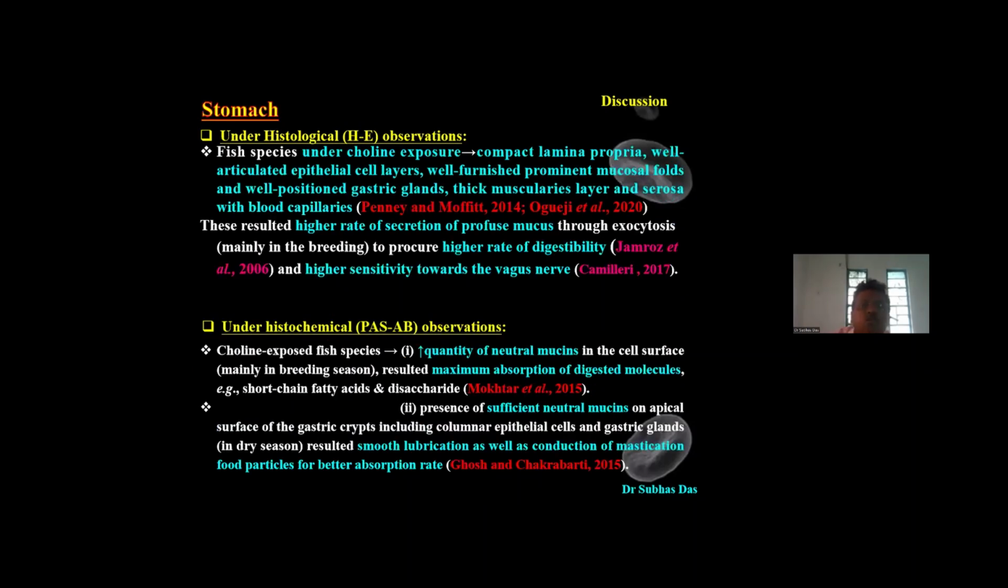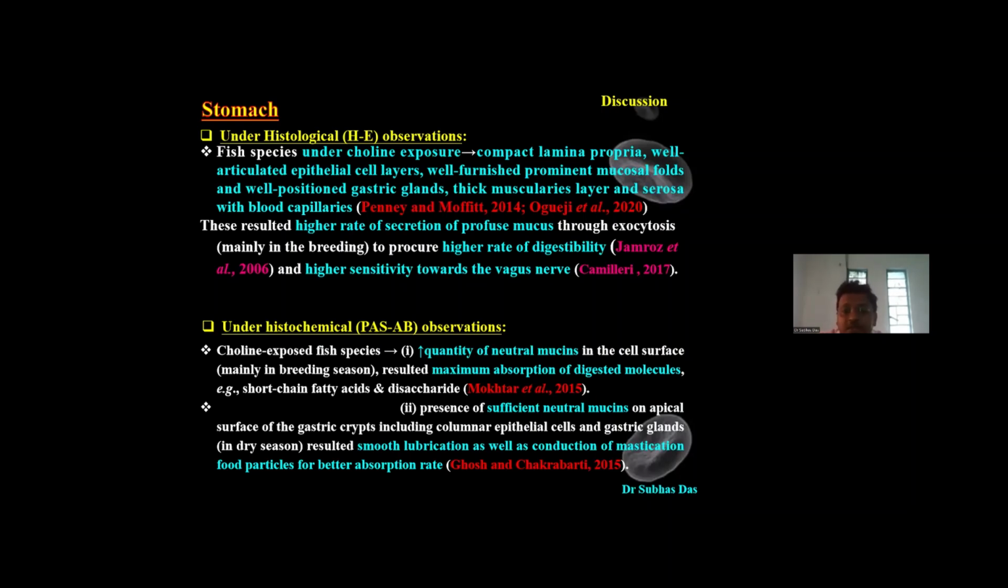As we know, in the stomach, under histological observation with hematoxylin and eosin, we can see in fish under choline exposure a compact lamina propria, well-articulated epithelial cell layers, well-furnished predominant mucosal folds, and well-positioned gastric glands. These gastric glands mainly help in secretion of the gastric juice that helps in digestion, with a thick muscularis layer and a supply of blood capillaries.